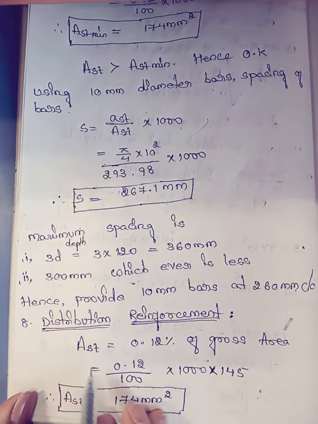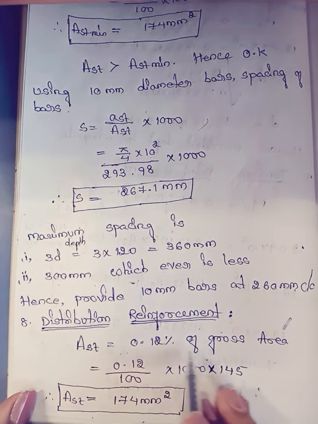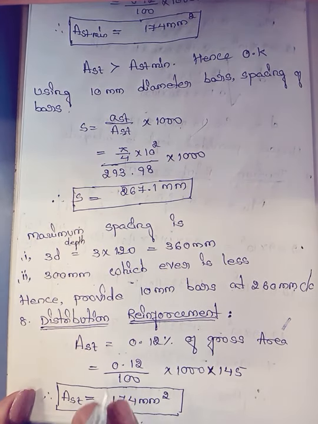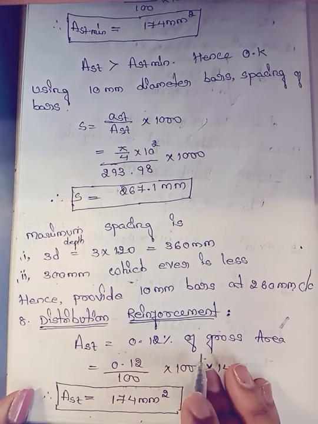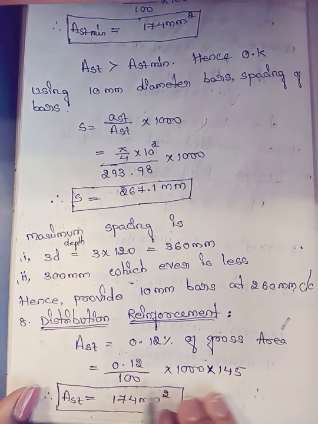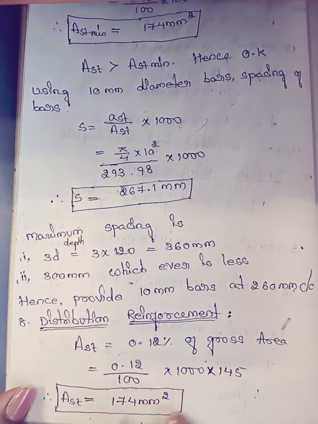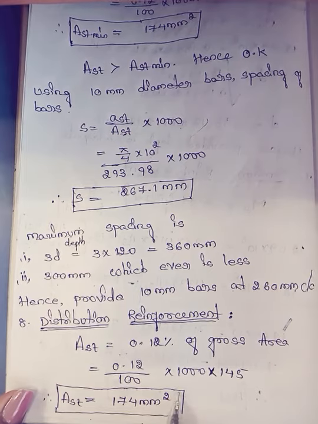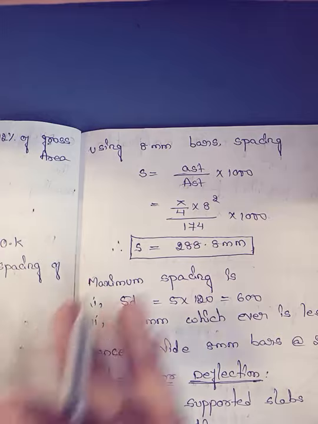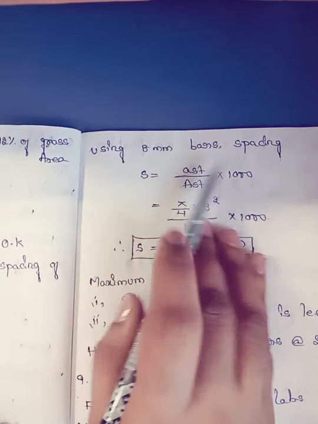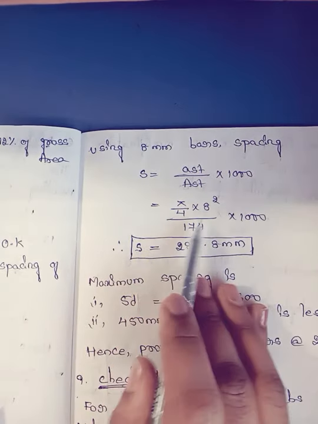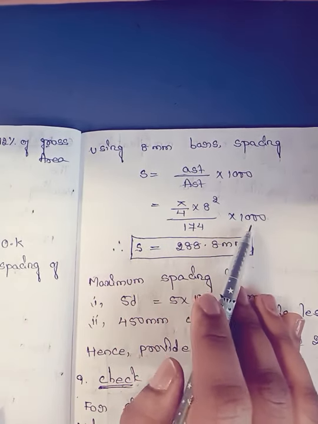Distribution reinforcement Ast is equal to 0.12 percent of gross area. To find the distribution reinforcement, as per our codal provision, it is 0.12 percent of gross area for HYSD bars. So 0.12 by 100 into 1000 into 145. So Ast is equal to 174 mm square. Now we'll find the spacing for this distribution reinforcement also. So using 8 mm bars, spacing S is equal to small ast by capital Ast into 1000. So pi by 4 into 8 square by 174 into 1000.